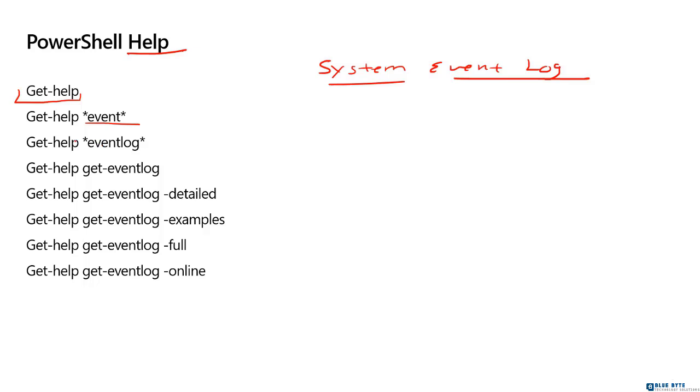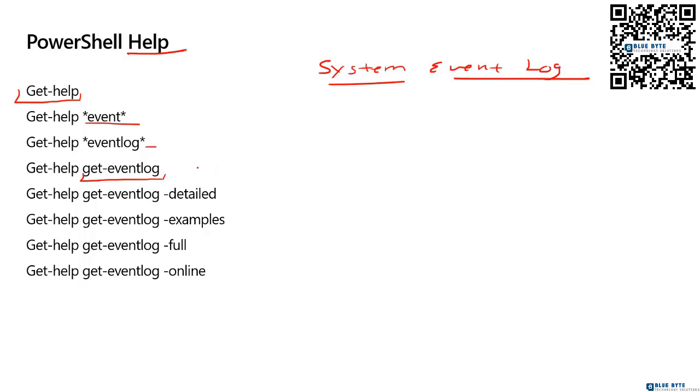Well, let's say you move on from that. Get-Help star event log star. Works the same way. Event log with anything before or after. Now, by the time you run this, you would get this narrowed down, and you would know that Get-EventLog is your actual command. But let's say you want to know the syntax for it now that you know the command. You can run Get-Help, the actual commandlet, and this is going to give you very basic information.